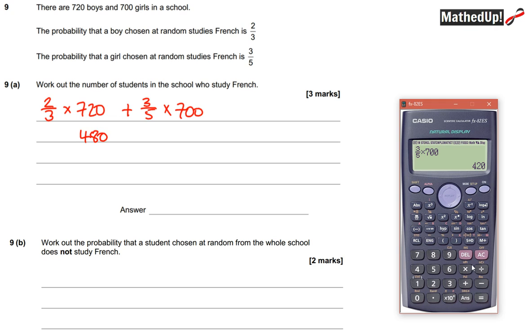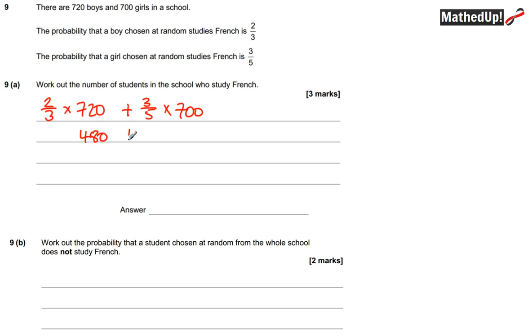That gives me 420. And then I've got 480 plus 420, and that's going to give me 900. So the total number of students who study French is going to be 900: 480 boys and 420 girls.